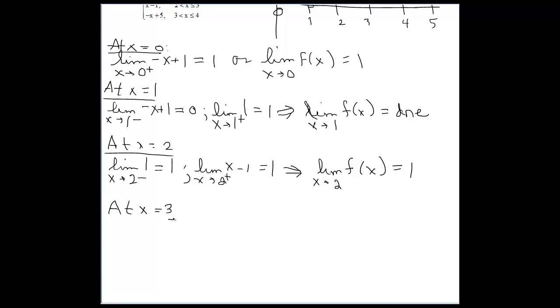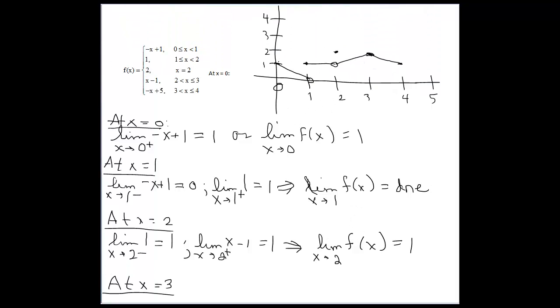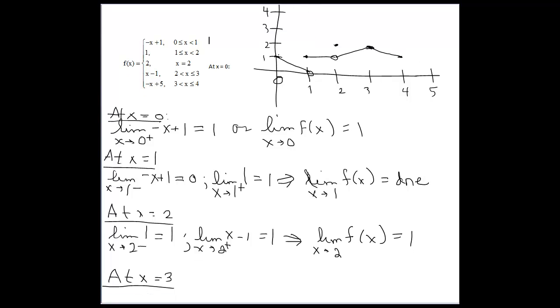At x equals 3. Okay, well, let's first have an idea of what our answer should look like, and then we'll have the work that supports it. At x equals 3, it appears that the limit does exist, and the intended height is 2. So that should be our answer from the left and from the right.